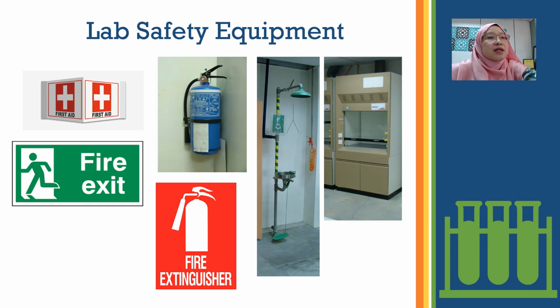These are examples and pictures of some of the lab safety equipment. If you see this symbol, you need to know this is a first aid kit. This is the symbol for fire exit, and this is the fire extinguisher. This is the real fire extinguisher in the lab. This is the shower, for if you have a chemical splash onto your body. You need to use this shower, which will give you clean water throughout your body.